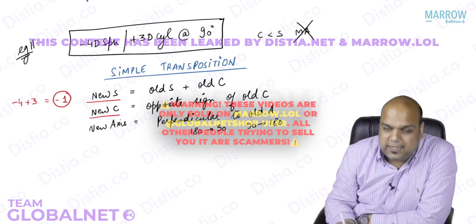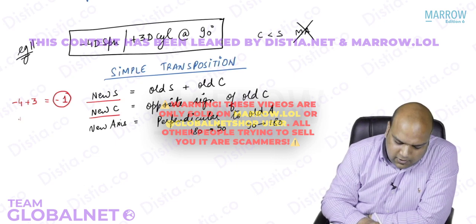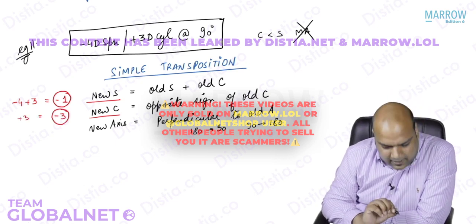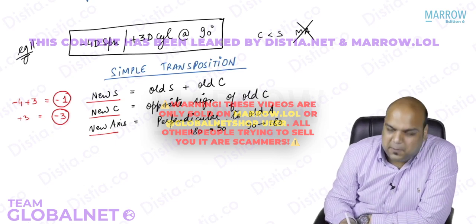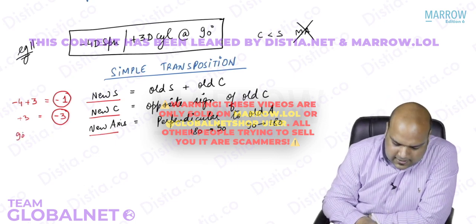New cylinder is opposite sign of old cylinder. Old cylinder was plus 3. So the new cylinder becomes minus 3. Am I clear? New axis is perpendicular to old axis. Old axis is given as 90 degree. So the new axis becomes 180 degree.